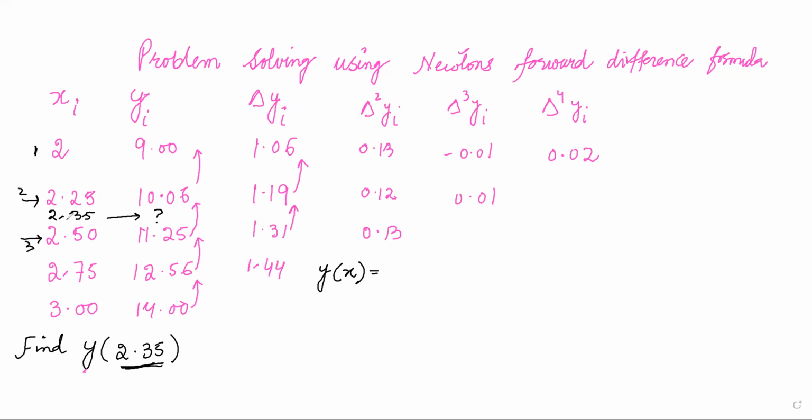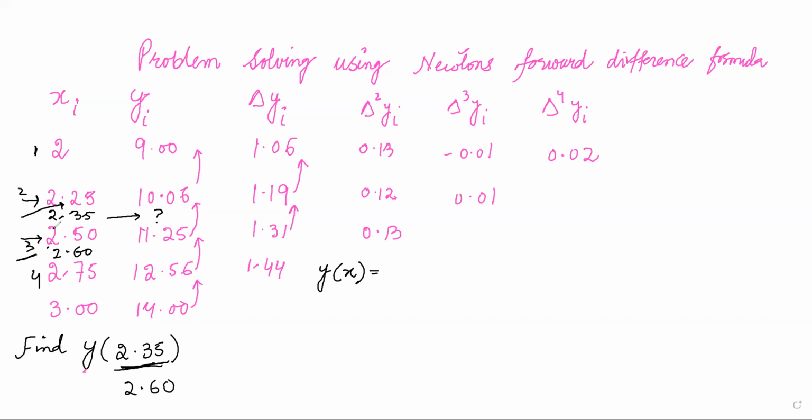As far as 2.35 is concerned, it lies between 2.25 and 2.50, so in the forward difference we'll be taking the value from the second entry. In the same way, for example, if we are asked to find the value of y at x is equal to 2.60, it lies between the third entry and fourth entry, so at that time we should take the forward differences from the third value. Now here we have to find at x is equal to 2.35, it lies between second and third value, so we'll be taking the forward differences from the second value.